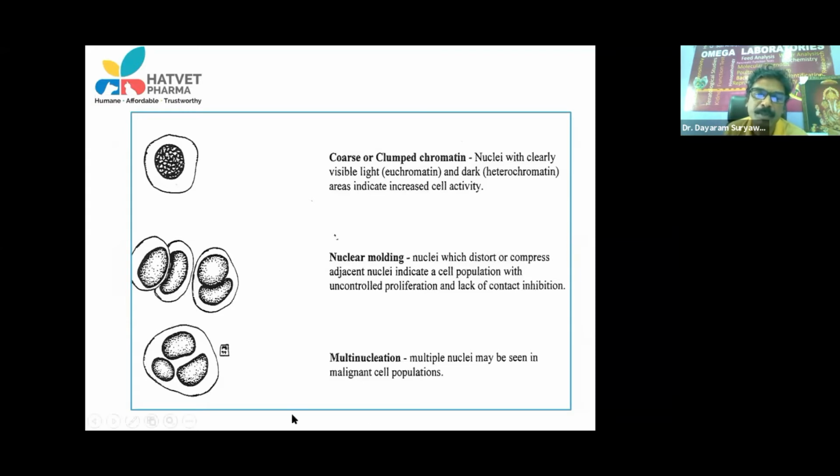Then nuclear molding. During multiplication we can see two nuclei in one cytoplasm. Sometimes there is multi-nucleation, where more than two nuclei can be present in one cytoplasm. So these are some of the characteristics of the malignant cells.